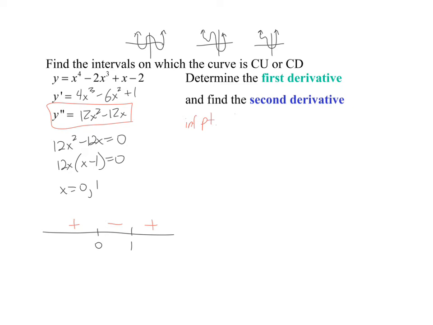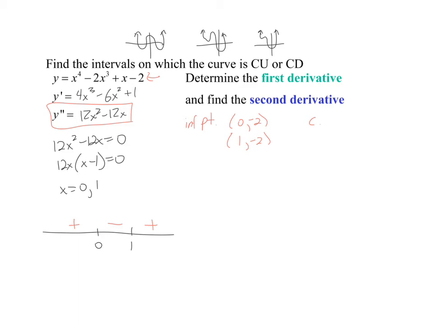We have one at 0. And again, we could go back to our original equation, plug in a 0, that gives us negative 2. We have another one at 1. Plug that back in our original equation, we'd get 1 minus 2 plus 1 minus 2 gives us negative 2 as well. So we've got our inflection points figured out.